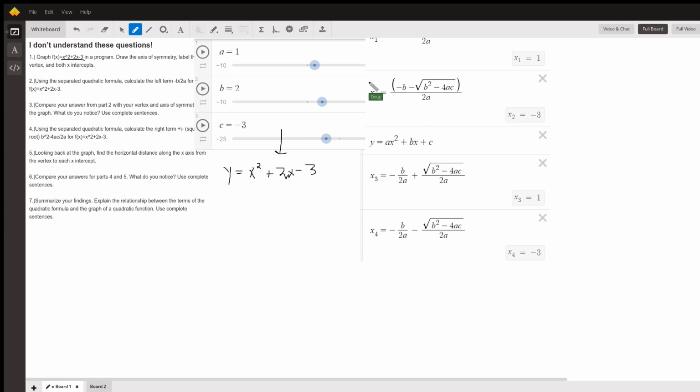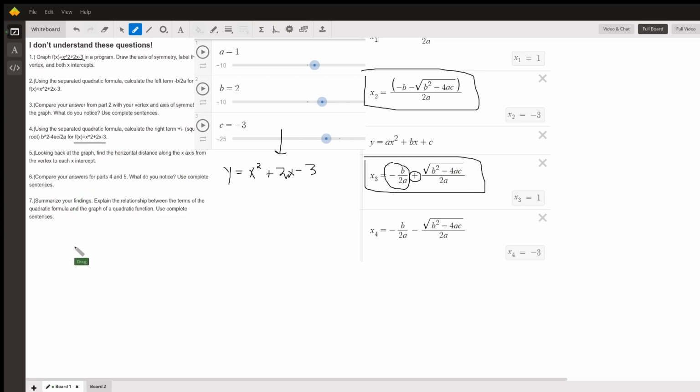And here's the quadratic formula unseparated. And here's what is meant by the quadratic formula separated into two terms. So we have the opposite of b over 2a as the left-hand term, plus the square root of the discriminant all over 2a as the right-hand term. And what this problem is asking you to do is to evaluate the left-hand term, evaluate the right-hand term, and compare with the graph of this function.